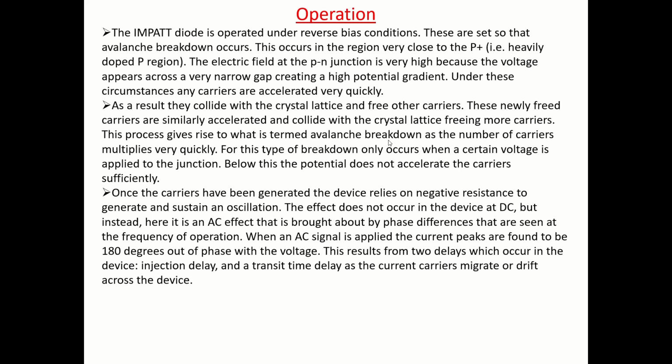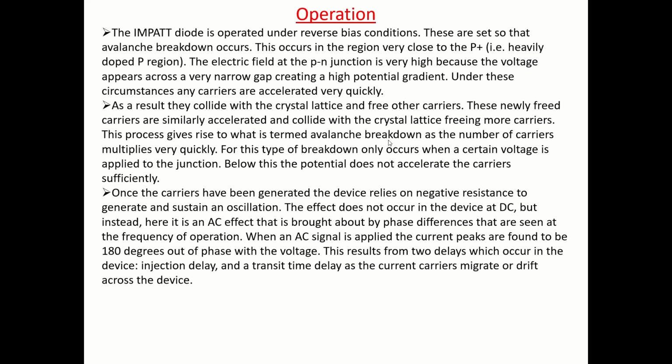The electric field at the PN junction is very high because the voltage appears across a very narrow gap, creating a high potential gradient. Under these circumstances, any carriers are accelerated very quickly. As a result, they collide with the crystal lattice and free other carriers. These newly freed carriers are similarly accelerated and collide with the crystal lattice, freeing more carriers. So this process gives rise to what is termed avalanche breakdown.